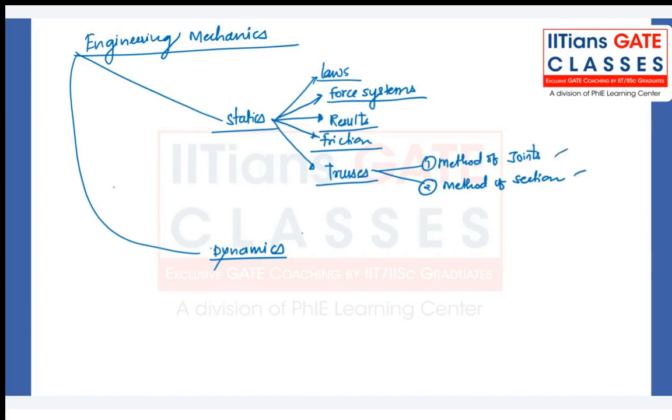Okay, so basically if a truss is smaller, a single truss or two trusses, then maybe we can go for the joints. But if a larger truss structure is there, and they are asking for the force in a member which is, let's say, maybe at the center of it, then if we use the method of joints, it will be time consuming. So in that case, we can go for the method of sections.